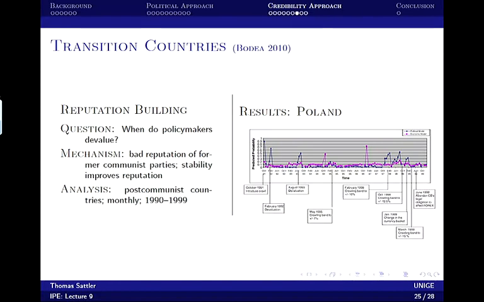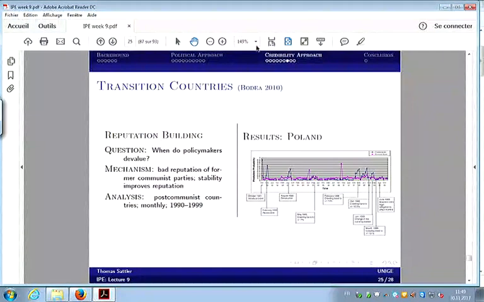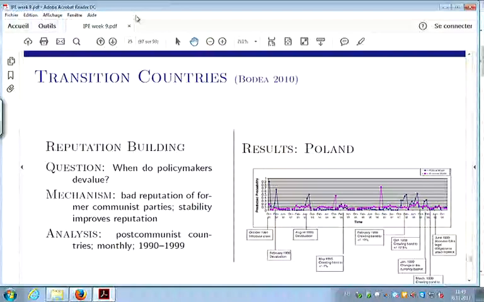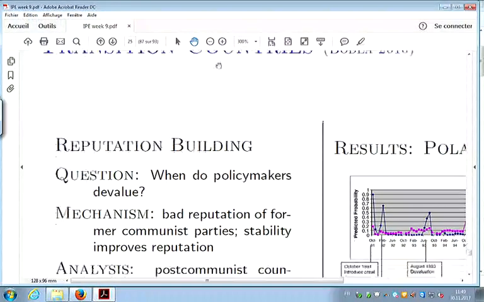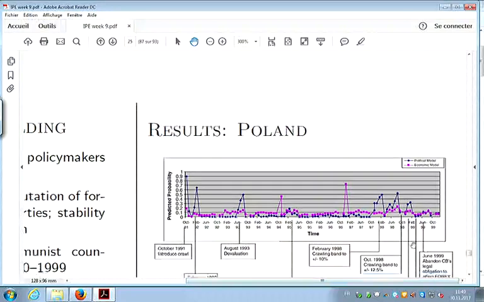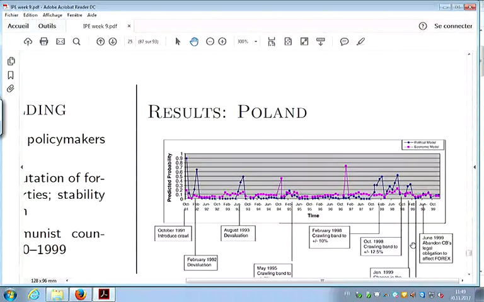So this is, I'm going to make this bigger again, results on Poland from October 1991 to October 1999. Here, Bodea uses a purely economic model to predict when a fixed exchange rate would be devalued. And the blue line is a political model to predict when an exchange rate will be devalued. So these are the predictions of a devaluation in Poland by the model that accounts for government partisanship.